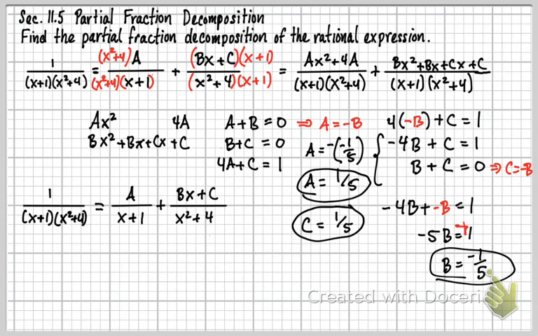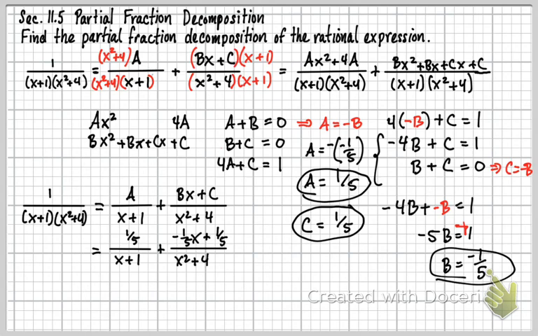So now what I'm going to do is take this and plug everything in for it. So then this is my x plus 1 down here. And my a was positive 1/5, so I'm going to put a 1/5 here. And then my b was a negative 1/5, so negative 1/5 here for bx. Plus, and then a positive 1/5 for my c. And that's going to be over x squared plus 4. Now that's going to be my start of this.